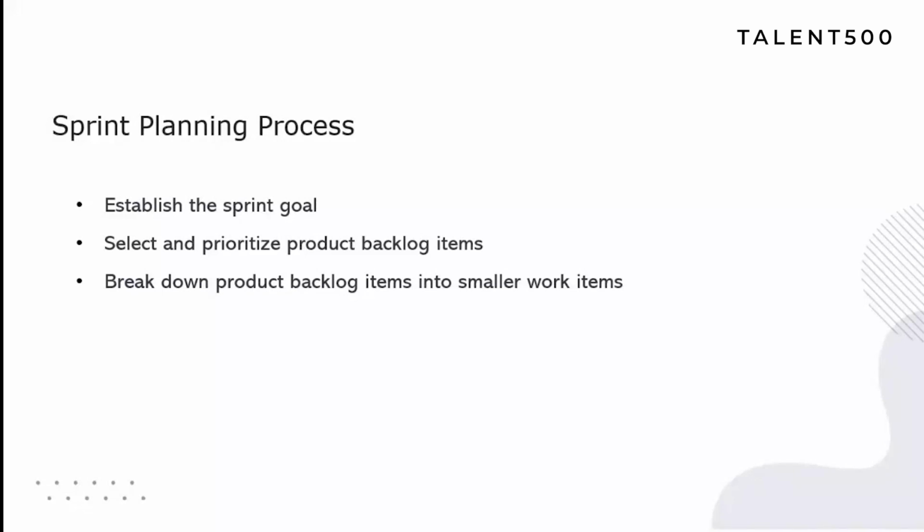Why do we need that transparency? Because Scrum is built on an empirical process. Now let's discuss the importance of the sprint goal.